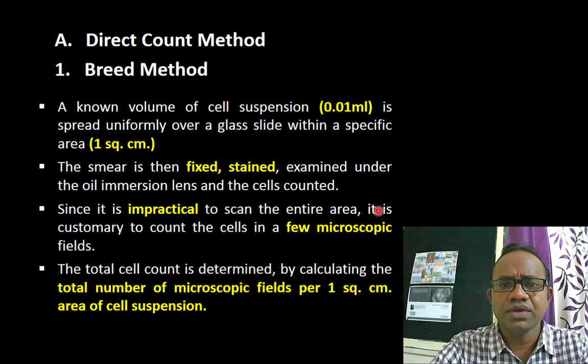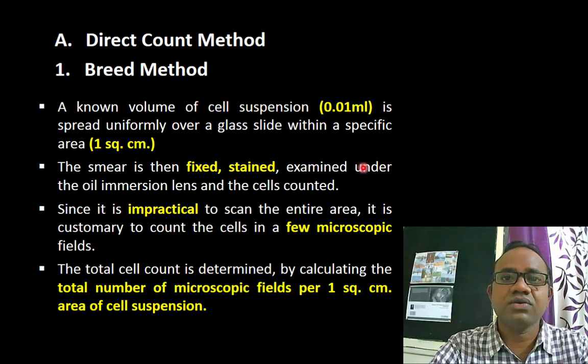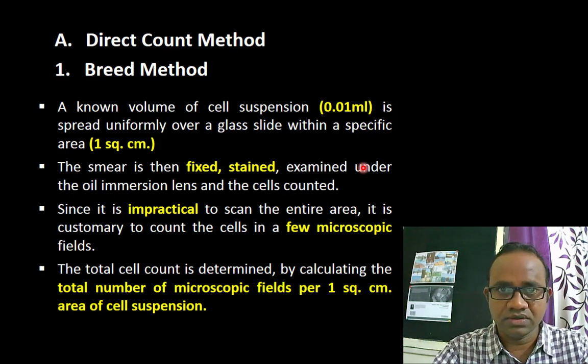So generally what we do is observe only one microscopic field, the field of a microscope. Then we determine the total number of bacteria in that particular microscopic field. It is calculated by the total number of microscopic fields per square centimeter of the cell population. So it is a very simple method. What we are going to do here is add a small amount of bacteria on a glass slide, then observe the glass slide under the oil immersion objective, and calculate the number of bacteria in the particular microscopic field.